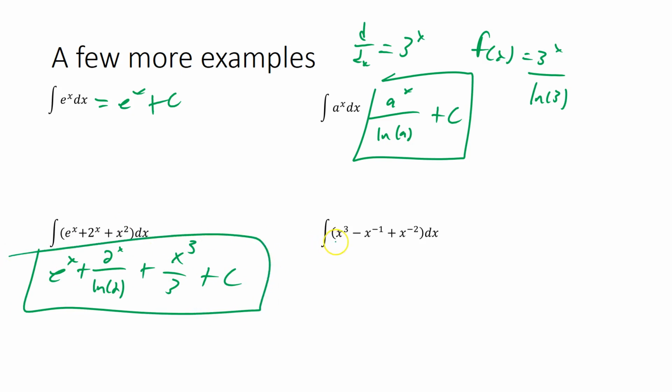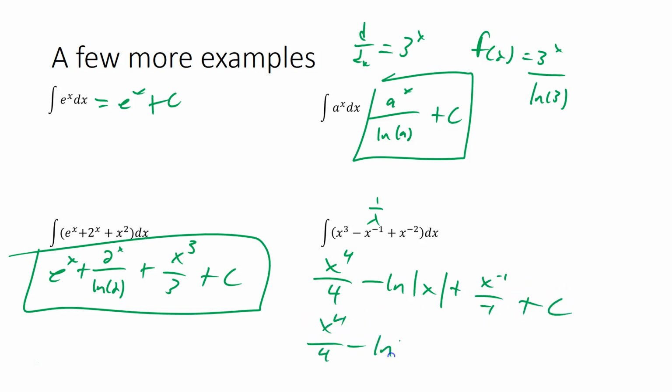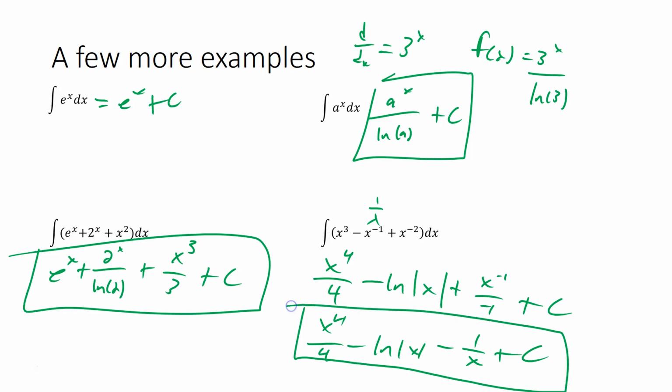All right, next one. Antiderivative of x cubed, x to the 4th over 4. Antiderivative of x to the -1, that's 1 over x, right? So that's natural log absolute value of x. And then this is going to be x to the -1 over -1 plus c, or you can write it as x to the fourth over 4 minus ln absolute x minus 1 over x plus c. Cool.